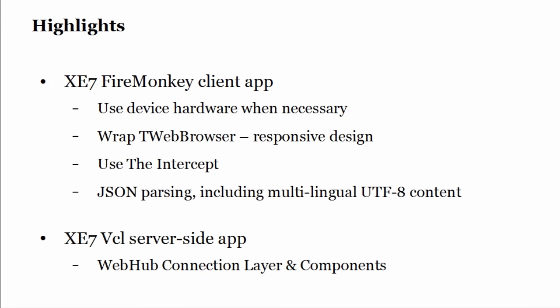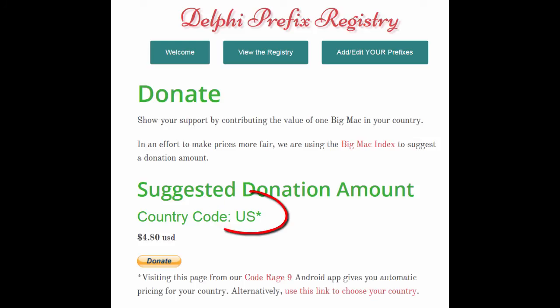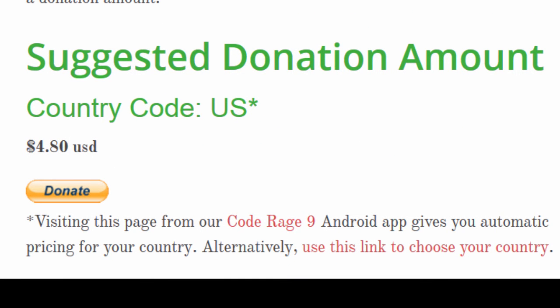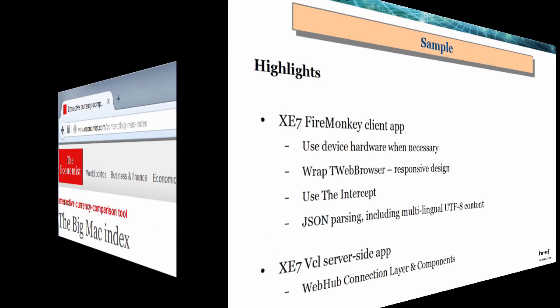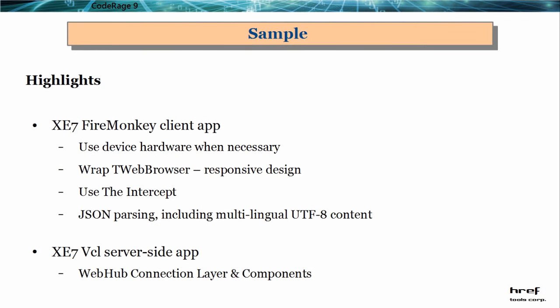For CodeRage, I needed an excuse to use a hardware sensor on the Android tablet. I decided to build a pricing feature based on device location. Depending on the country of the person running the tablet app, the donation page on the registry website would ask for a suggested donation. The exact price would be adjusted based on the Big Mac Index published by The Economist last July. I created a miniature API to let the client app self-configure itself.